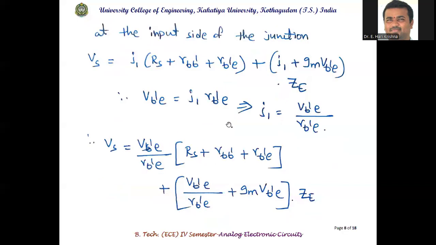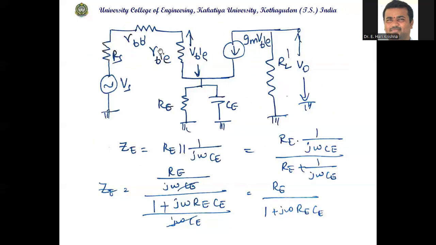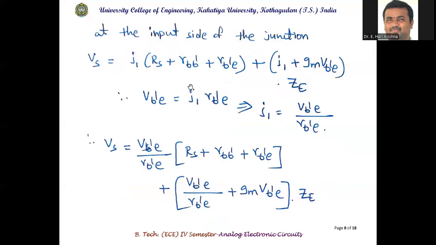So at the input side of the junction, we'll apply KVL. Vs is equal to, we are applying KVL towards the input side. The current flowing through this circuit is I1. Current from this port is gm VB dash E. So the current flowing through this parallel combination is I1 plus gm VB dash E. So the same thing is written here. Vs is equal to I1 into RS plus RBB dash plus RB dash E plus the current flowing through the ZE combination, which is I1 plus gm VB dash E. And VB dash E is the voltage across the resistor RB dash E. So VB dash E is equal to I1 into RB dash E. From this, I1 is equal to VB dash E by RB dash E.